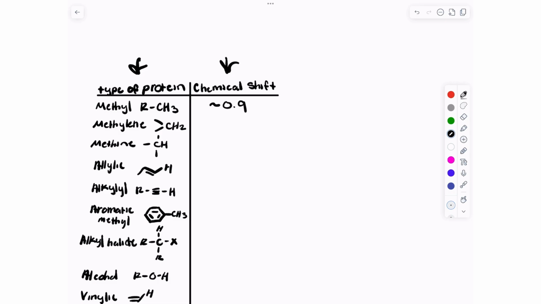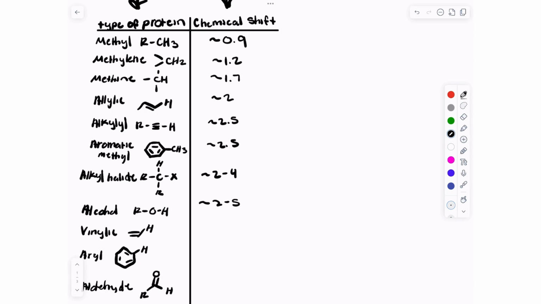around 0.9, methylene is around 1.2, methine is around 1.7, allylic hydrogen is around 2, alkynyl is around 2.5, aromatic methyl is around 2.5, alkyl halide is around 2 to 4, alcohol is around 2 to 5. Vinylic hydrogen is 4.5 to 6.5.